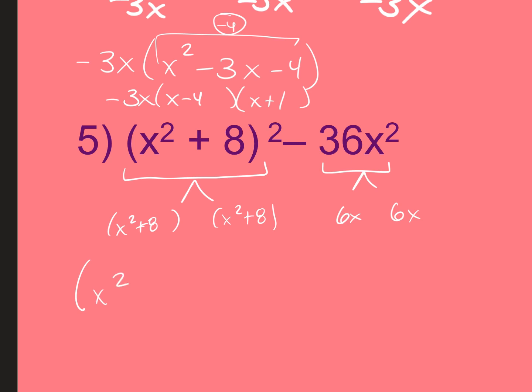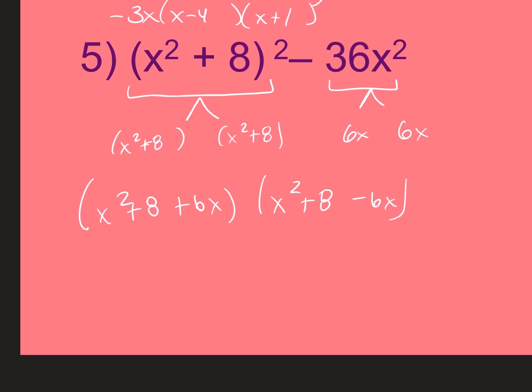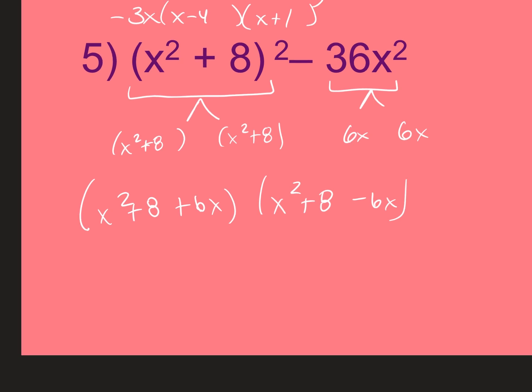Well, one will be. We're going to have x squared plus 8 plus 6x. And we're going to have x squared plus 8 what? Minus 6x. Do you guys want to rewrite that? No? You just want to leave it?